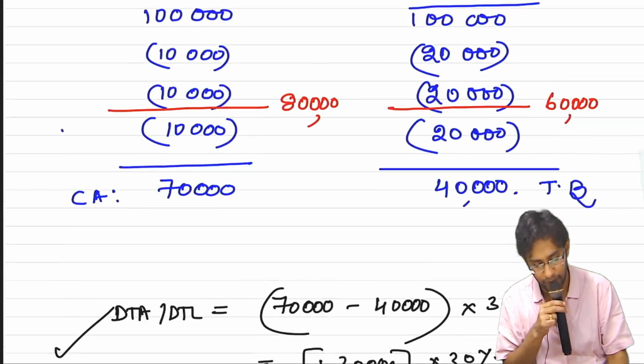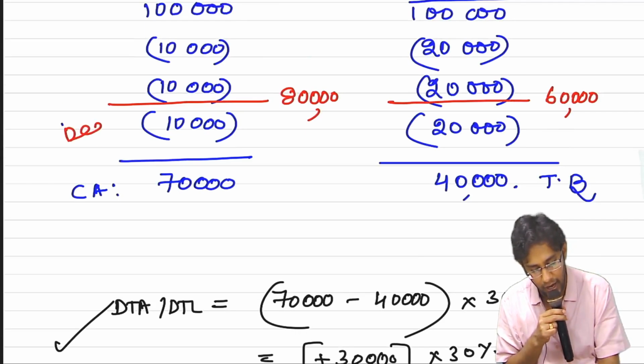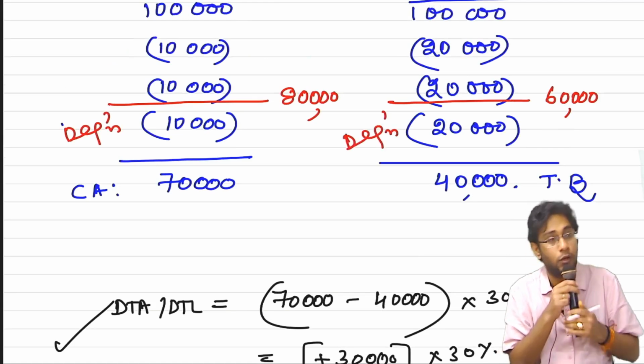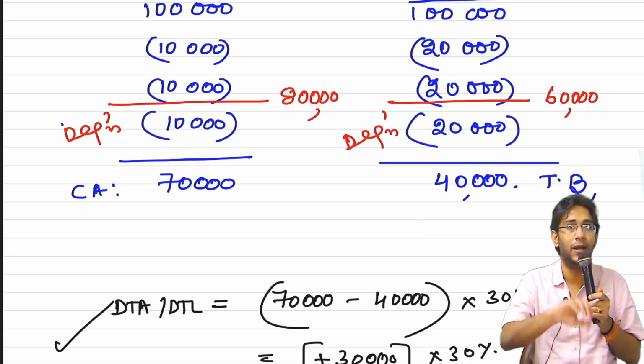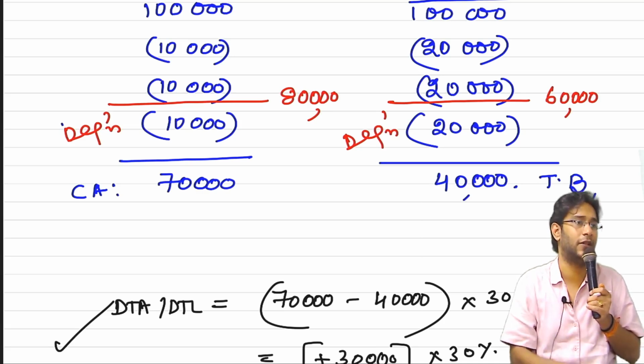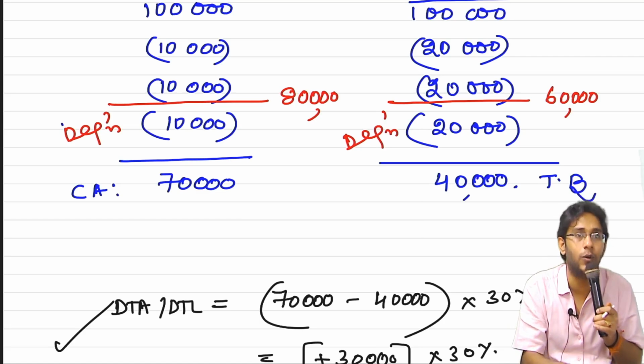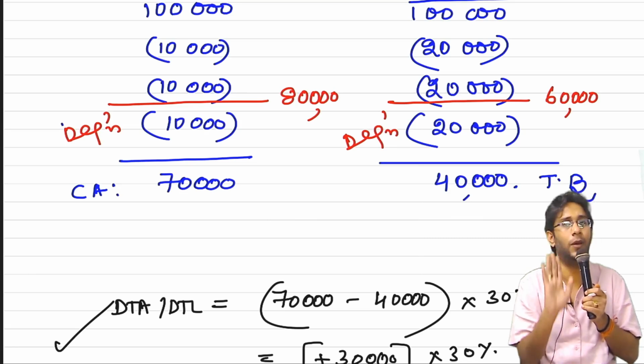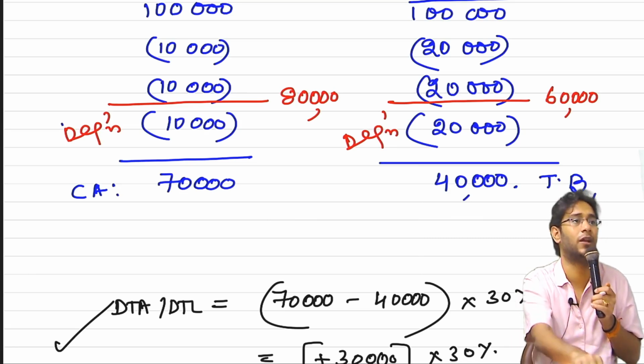Look at this. I booked a depreciation of 10,000, but the tax authority allowed a depreciation of 20,000. He gave us extra depreciation of 10,000. Because of that, I paid lower tax. How much lower tax? 10,000 into 30%, 3,000. In future, I have to pay higher tax. So I have to create a DTL of 3,000 now.